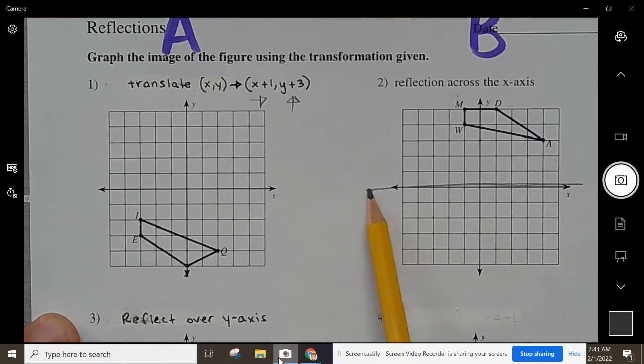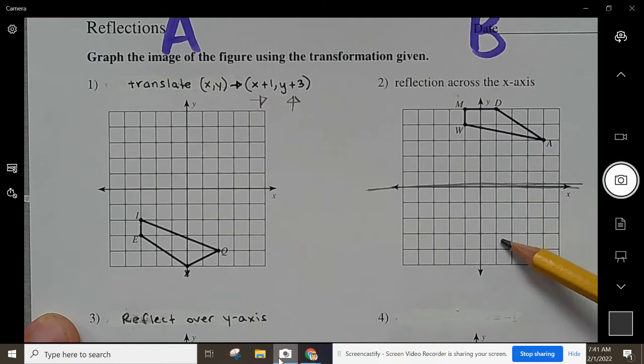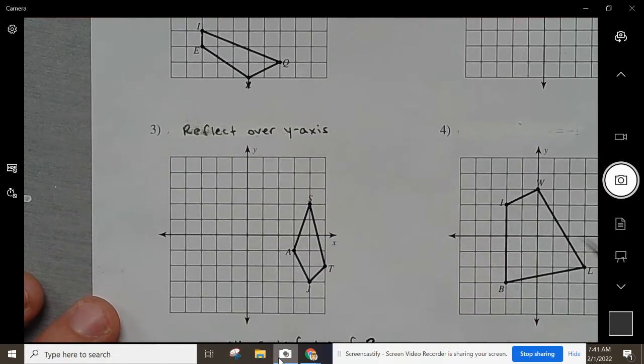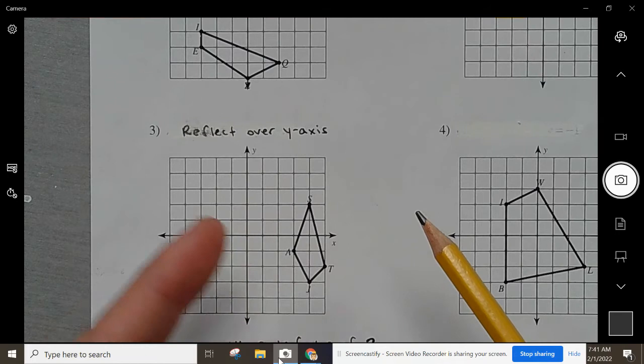Reflection over the x-axis. All right, this is your axis. It's going to flip over that axis. Reflect over the y-axis. All right, this is going to flip over to this side.